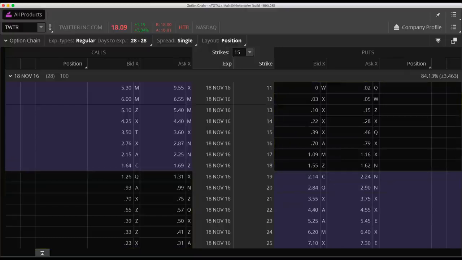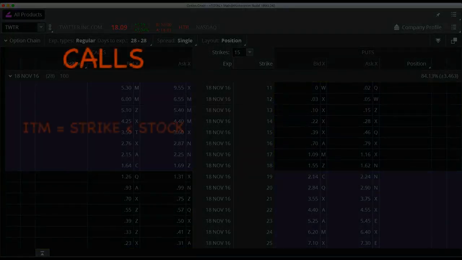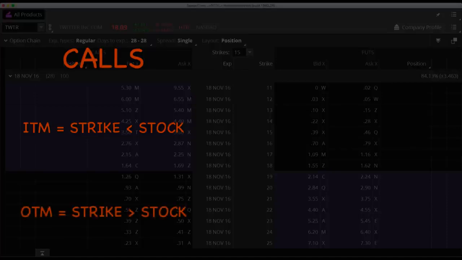So just one more time, in the money calls are calls with a strike price that is less than the current stock price, and the out of the money calls are calls with a strike price that is greater than the current stock price.